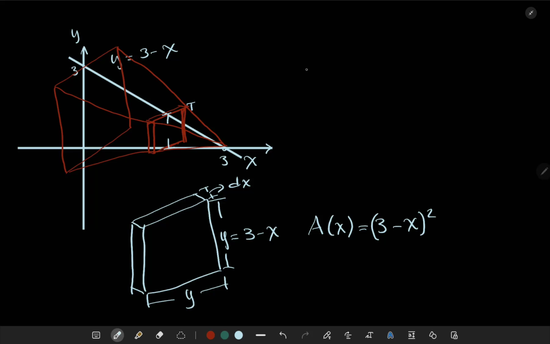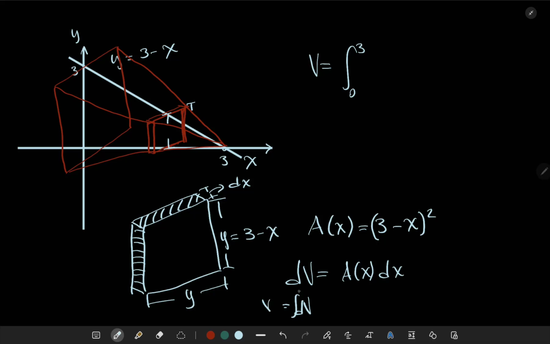Okay, so now if you want the volume, what you do is compute the integral from 0 to 3 of this area times the width of each of these slices. This gives you the volume. So the way I would write it is that the differential in volume is just going to be the area times dx. So when I integrate on both sides, I get that the volume is going to be the integral of A of x dx, in this case from 0 to 3.